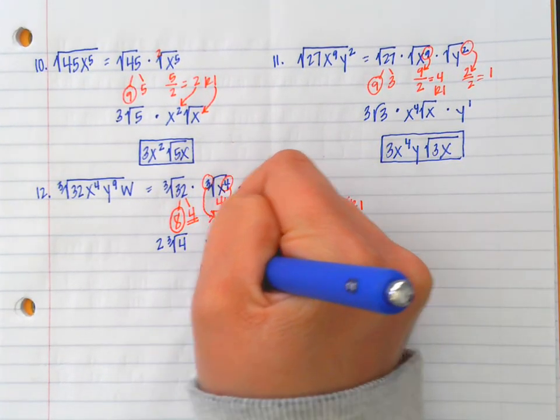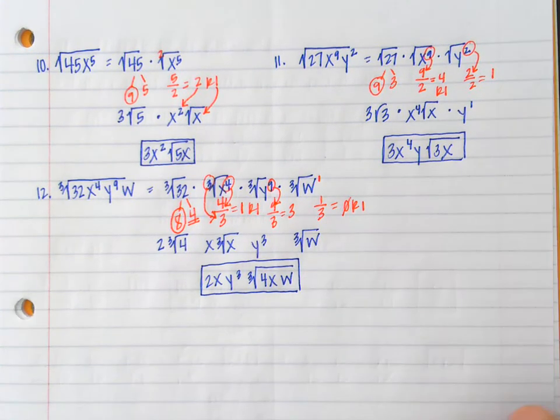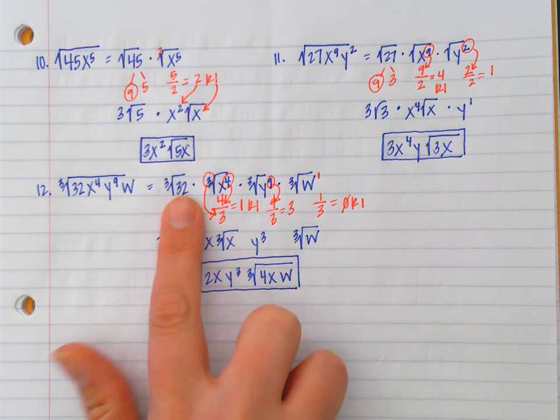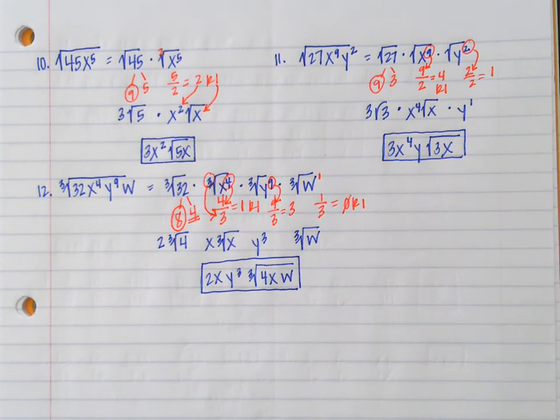I know this seems kind of overwhelming because there's a lot of parts, but even when I'm doing this on my own, I just take it piece by piece. I look at the 32. I look at the x to the fourth. So I almost treat them as four separate problems and then bring it all together at the end.